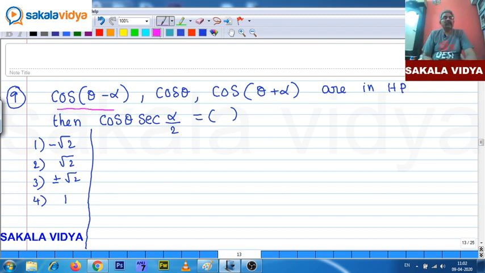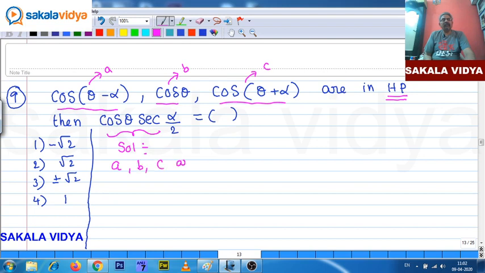So now cos of (theta minus alpha), cos theta, and cos of (theta plus alpha) are in harmonic progression. Then we need to find out cos theta into sec alpha by 2. Yes, 2ab by a plus c, Lavanya, correct. Or we can say that 2 by b is equal to 1 by a plus 1 by c. Now, for our convenience, say this is a, this is b, this is c. Having been given that a, b, c are in harmonic progression, that means the reciprocals are in AP: 1 by a, 1 by b, 1 by c are in AP. This concept is also very useful for properties of triangles. Okay.